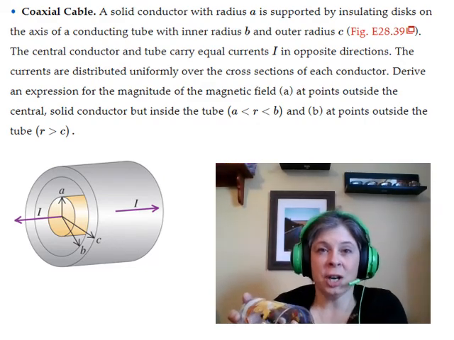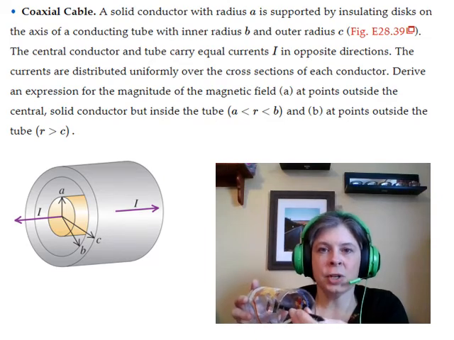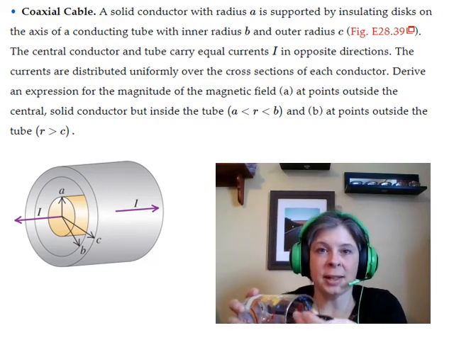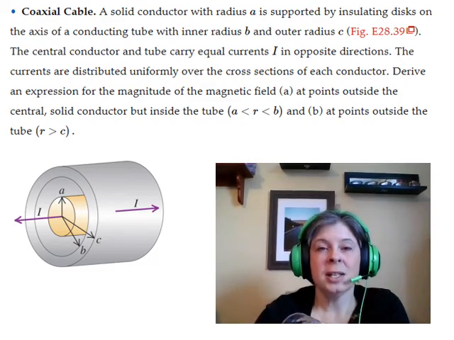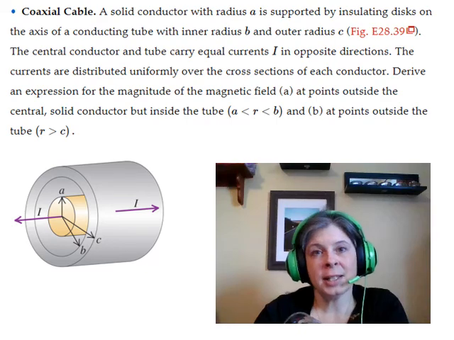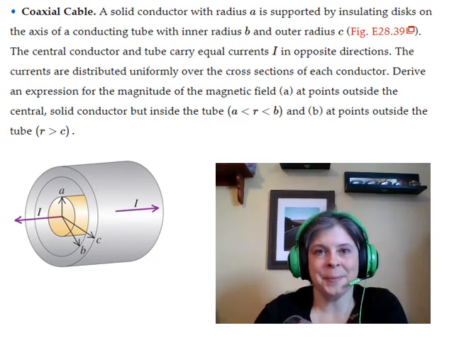Coaxial means they share an axis. So there's an inner wire with a current flowing in one direction. Then there's an outer cylinder where the current flows in the other direction. And those two conductors don't touch because they're separated by some sort of ceramic. So that's the setup of our wire. Next, we'll move on and use Ampere's law to find the magnetic fields.